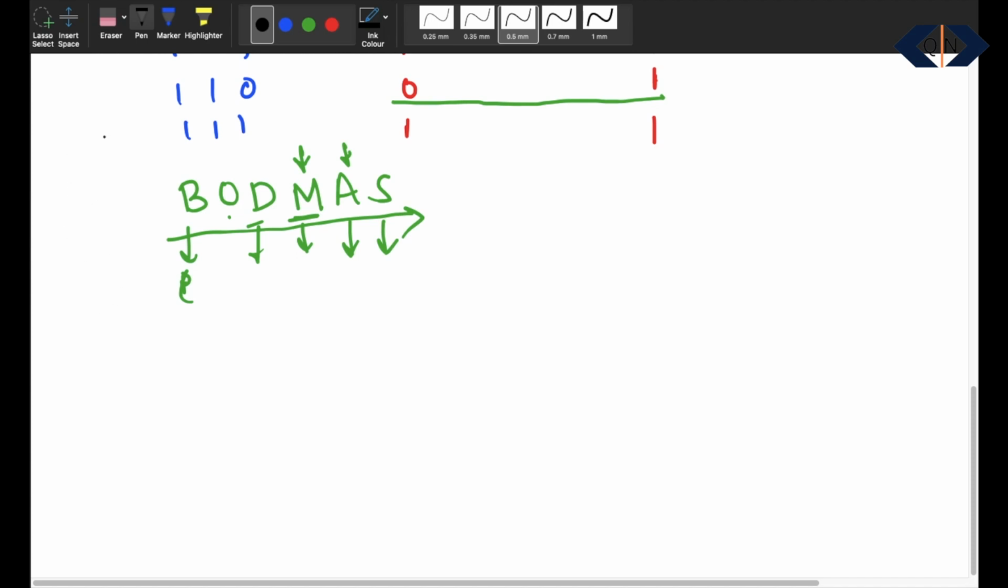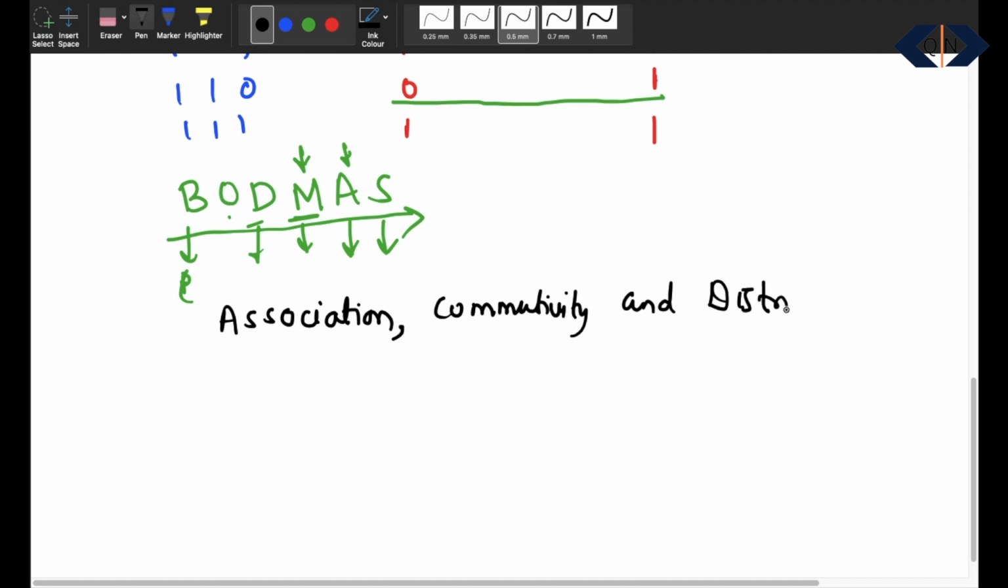What are the properties in maths? The associative property, the commutative property, and the distributive property. Let's look at them one by one. From above we have got that we have to perform the AND operation first, followed by the OR operation. Okay, remember this because it will be utilized in many places.